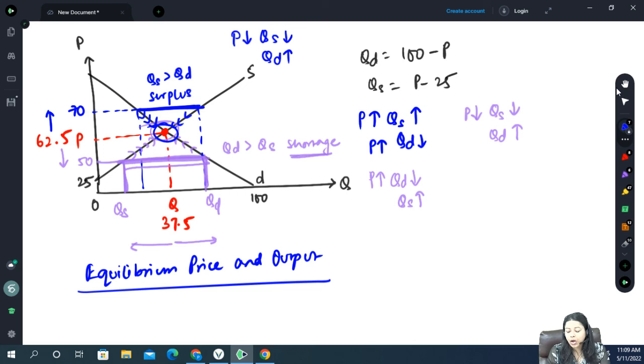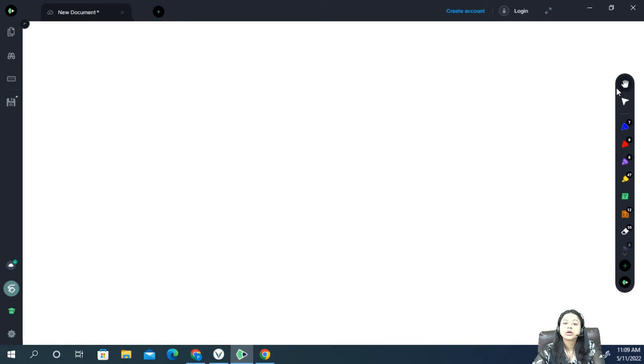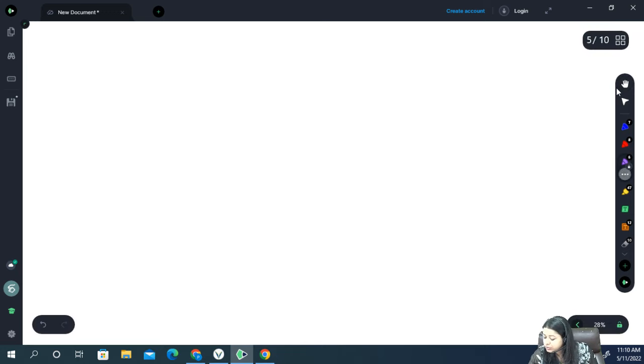So this is what we have determined. Now, obviously, these were movements along the demand curve. What if there is a shift in the supply or a shift in the demand due to some other reasons? For example, let me quickly draw a curve for you all.